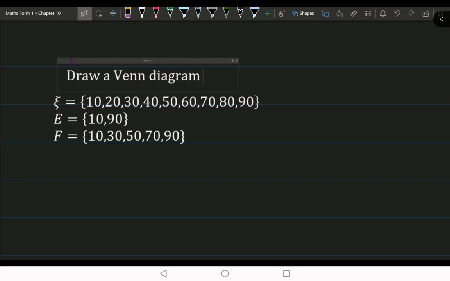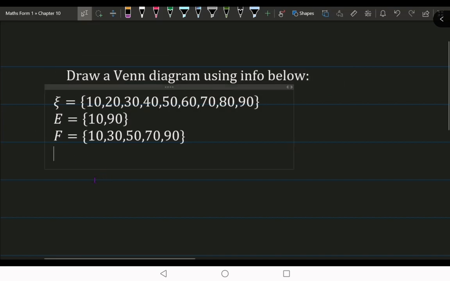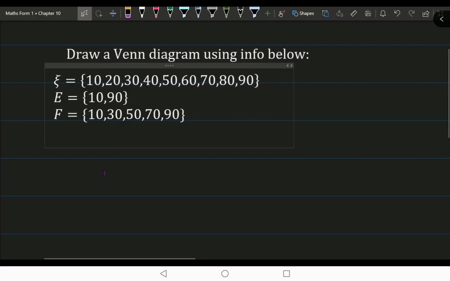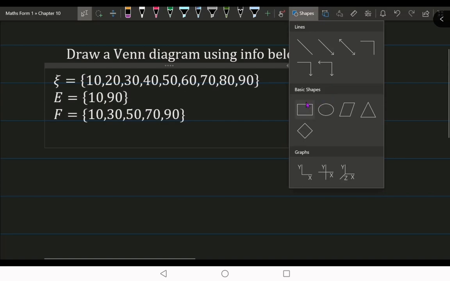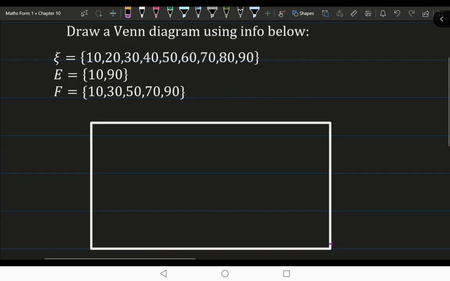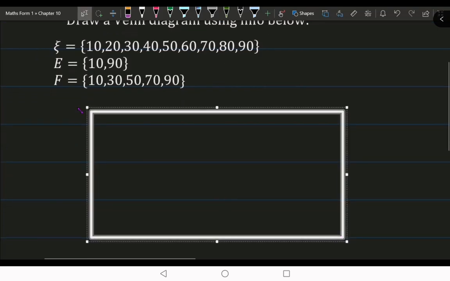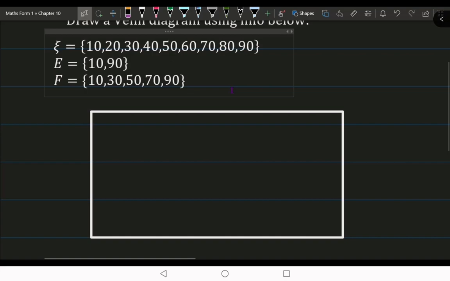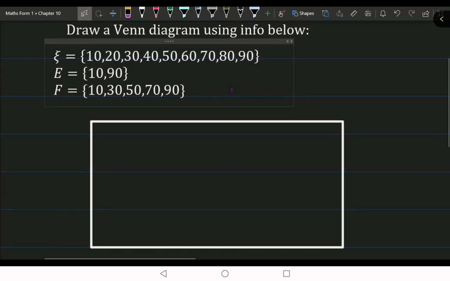Using the info below, so we are going to talk about this. What is the meaning now? We are going to talk about the universal set. Usually we use a rectangle or square for the universal set. At the side you need to draw and write down the symbol of the universal set.